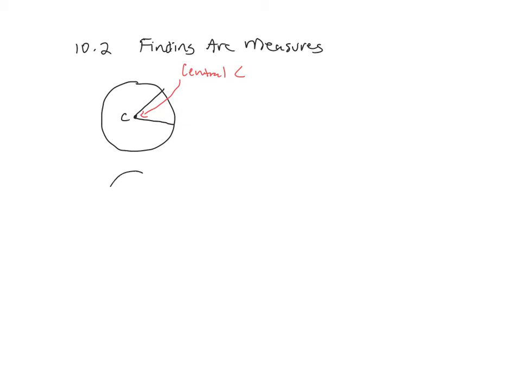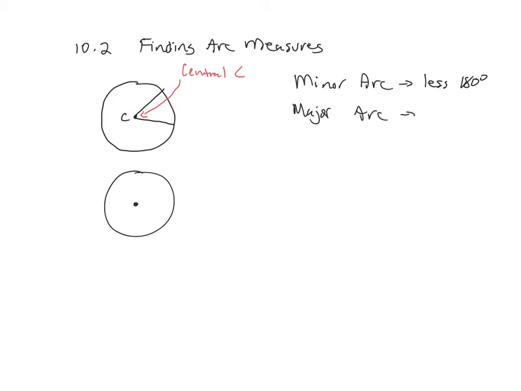Okay, so we have what's called a minor arc, less than 180 degrees, a major arc, more than 180, a semicircle is at 180 degrees. So this would also be using a diameter.